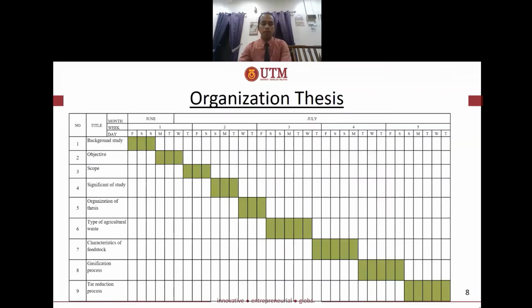Organization of thesis. This thesis is organized along 10 weeks as shown in the slide.